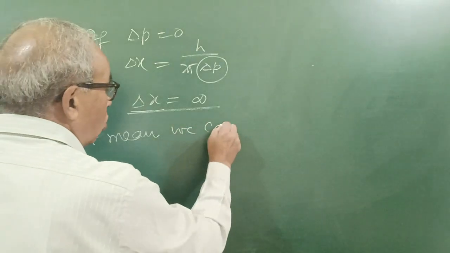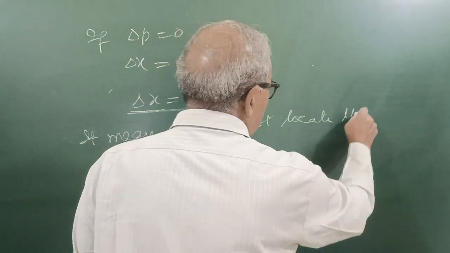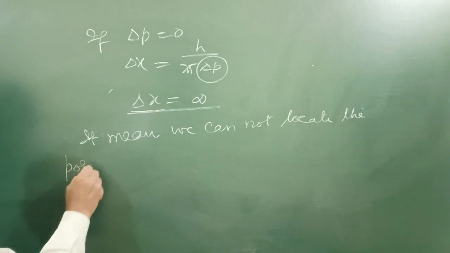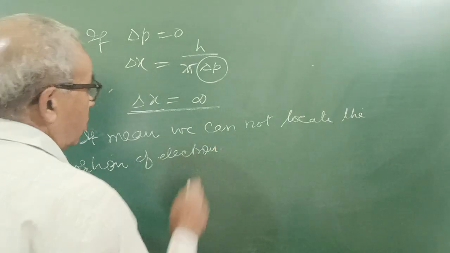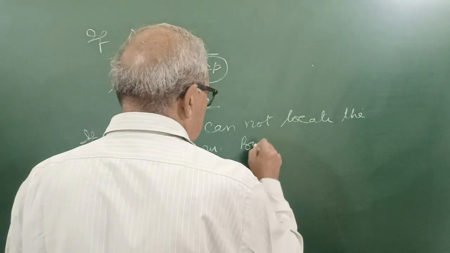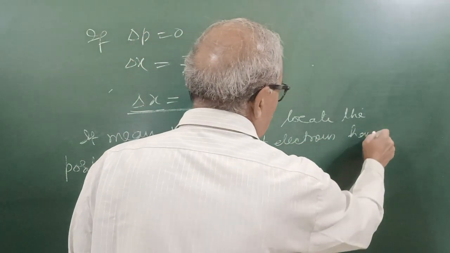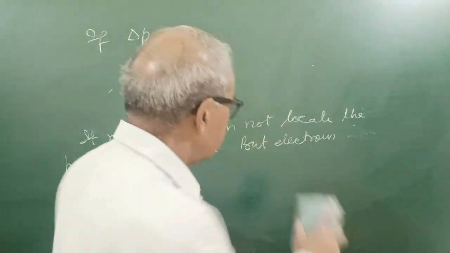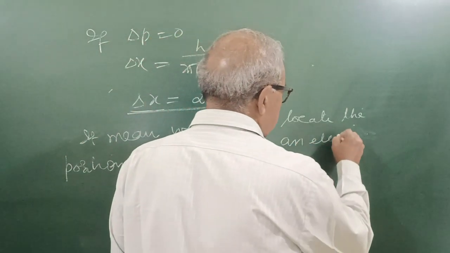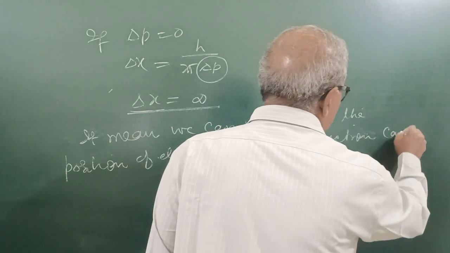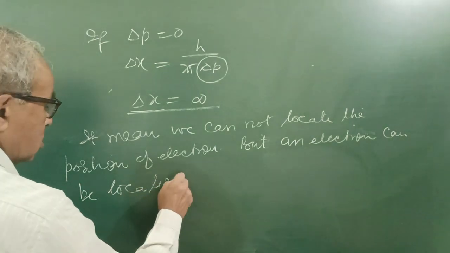So here I am telling, delta X infinity means we cannot locate the position of the electron. But an electron can be localized.